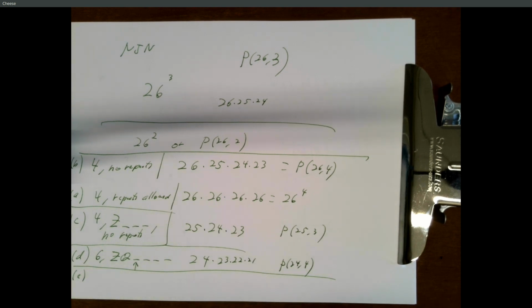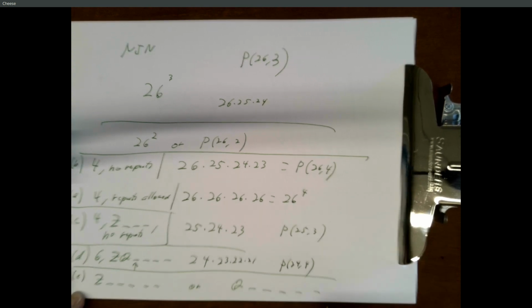Alright, E, no repeats allowed. 6 letters must begin with a Z or a Q. This is a sum rule. As soon as you see "or," think about sum. It can begin with a Z or a Q, so we have 2 possibilities. We can form a password like that, or we can form a password like this.